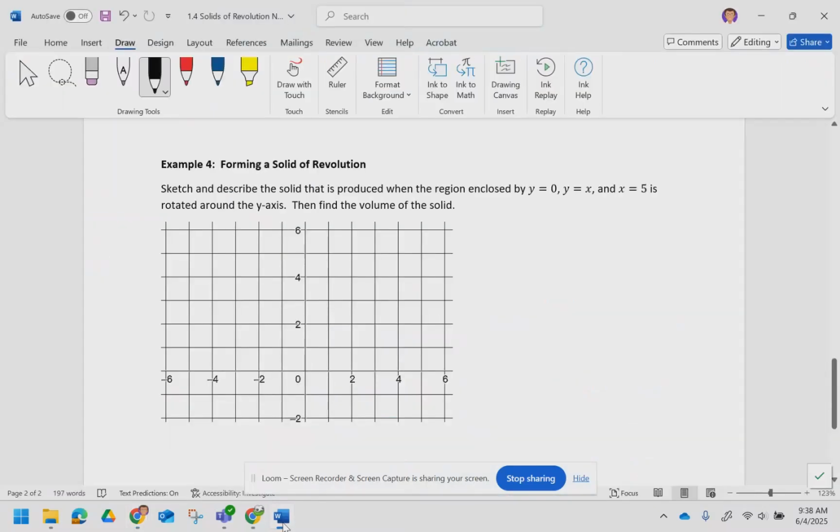We're going to continue our discussion of solids of revolution, and we are now going to do one inside of a coordinate plane and do some more precise calculations with it. So we want to sketch and describe the solid that is produced when this region from these equations is rotated around the y-axis. And then we're going to find the volume. All right, so first let's start by graphing each of those equations.